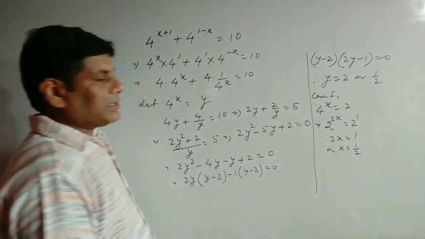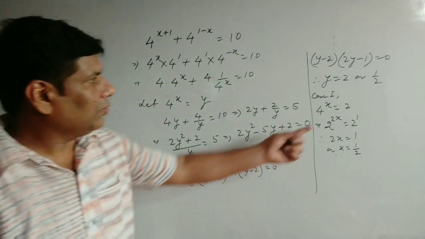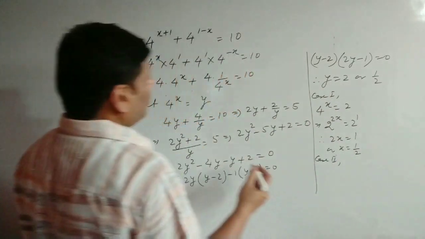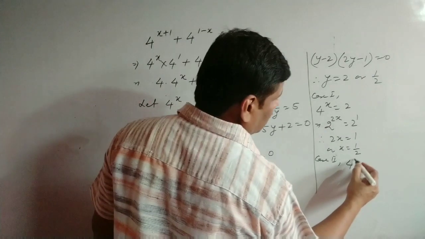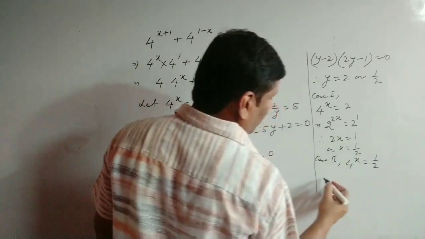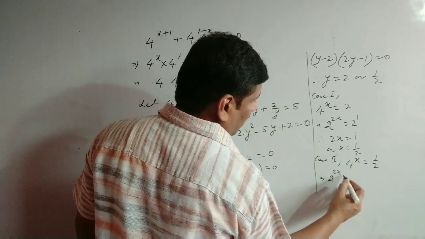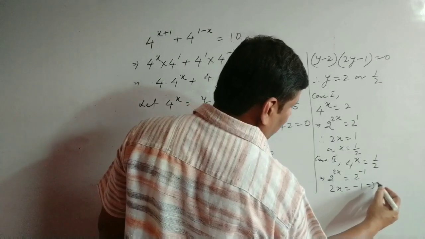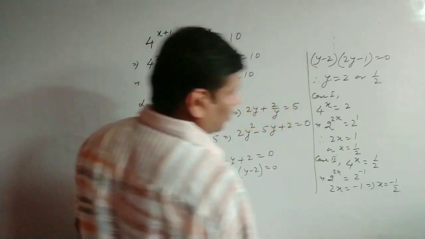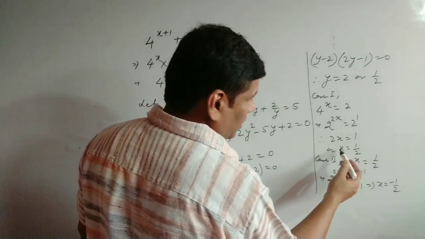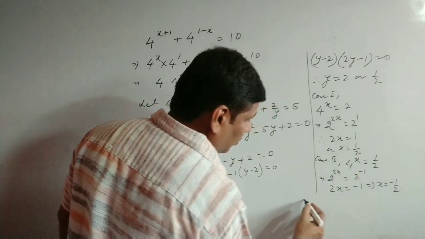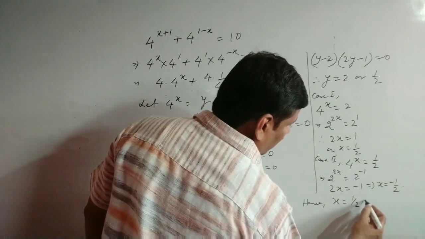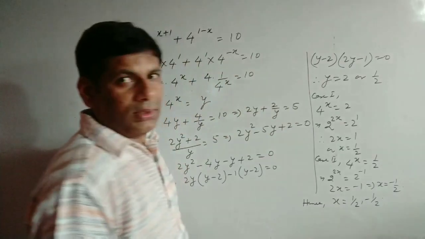Again in second case we have second value 1 by 2. So in case 2 we will write 4 to the power x is equals to 1 by 2. So we can write 2 to the power 2x equals to 2 to the power minus 1, or 2x equals to minus 1, implying x equals to minus 1 by 2. Therefore we have the solution x equals to 1 by 2 and x equals to minus 1 by 2. Hence x equals to 1 by 2 and minus 1 by 2 is the solution of this question.